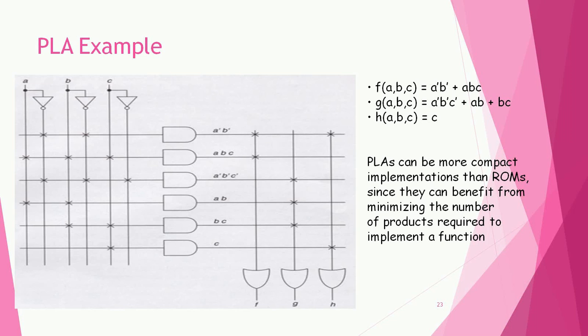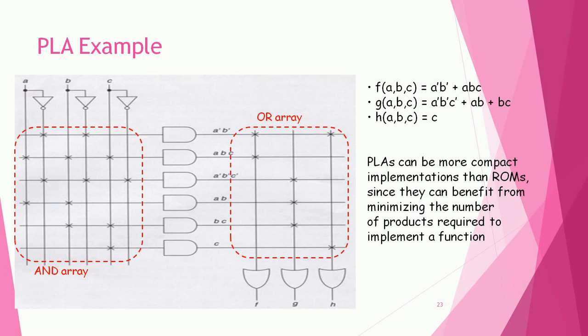This is one more example of a PLA in which you have an AND array and an OR array. If you observe carefully, the third term, that is H of A, B, C, is equal to C. So for the sixth AND gate, its output is C and the input is connected to only input line C, and the output H is connected accordingly. So it should be connected to only C.